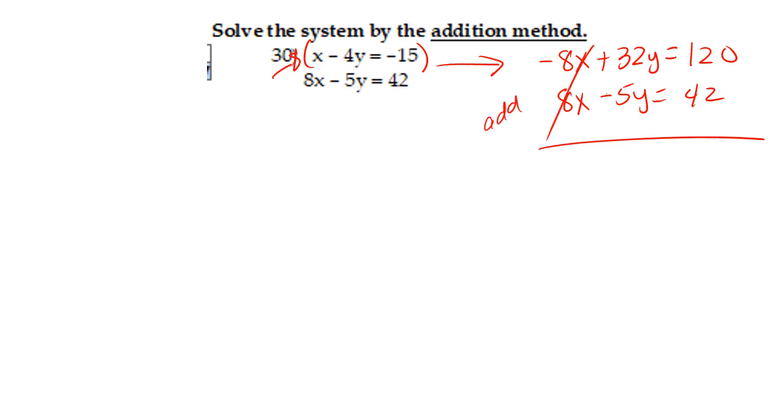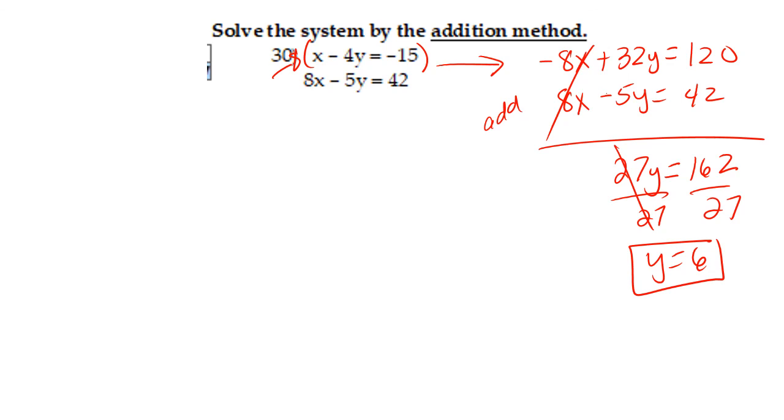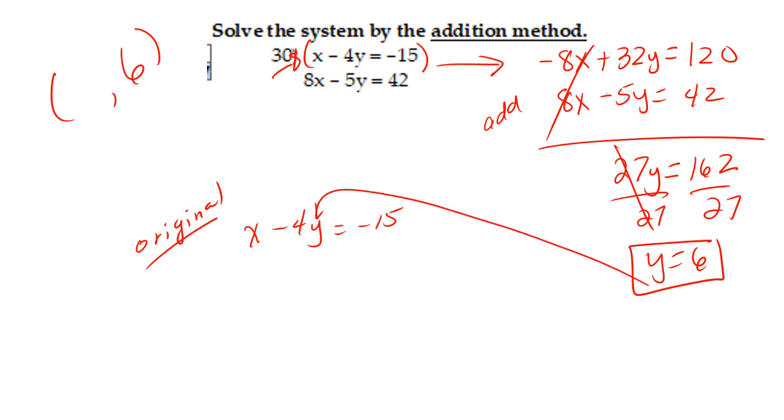And I end up with 27y equals 162, which if I divide by 27, I would see that y is equal to 6. Now that's only part of my answer because my answer is an ordered pair, and I now know that 6 is the y value. So I'm going to go back into the original equation. I'll just take the first one, but you could use either one. Use the original equation and plug in that y. So I'll have -4 times 6 right there when I'm trying to solve for x.